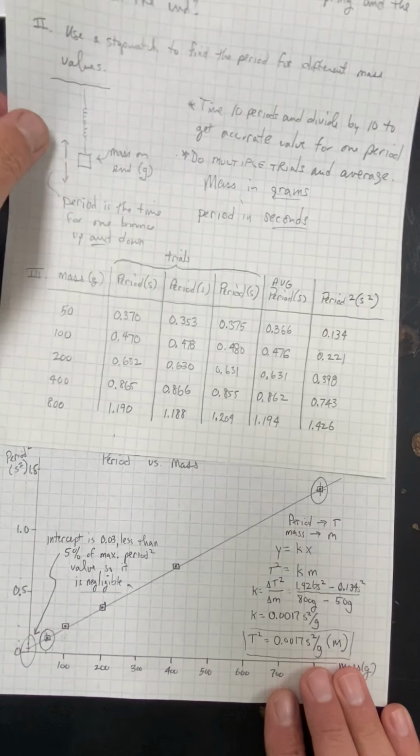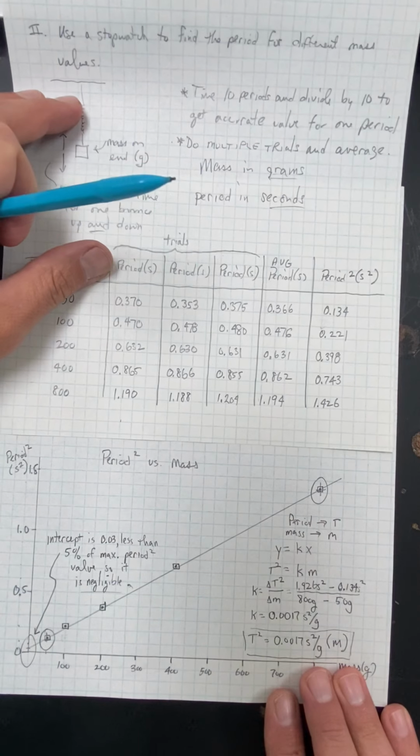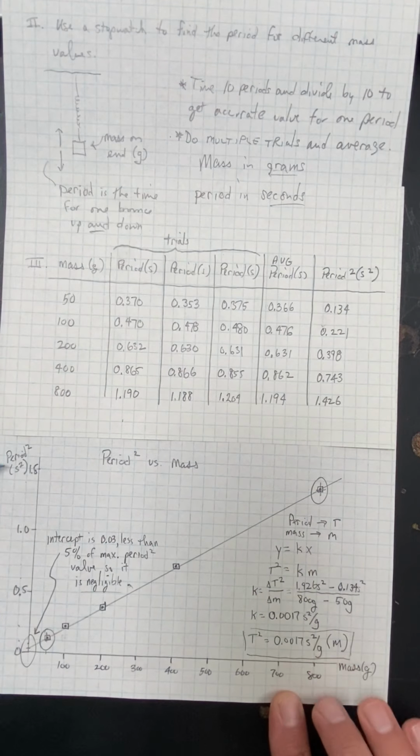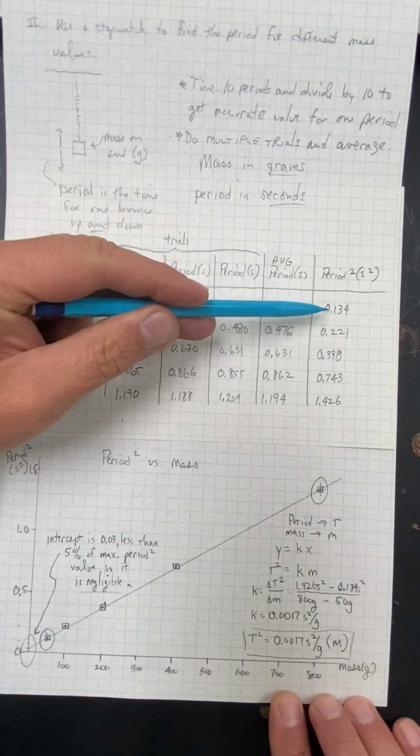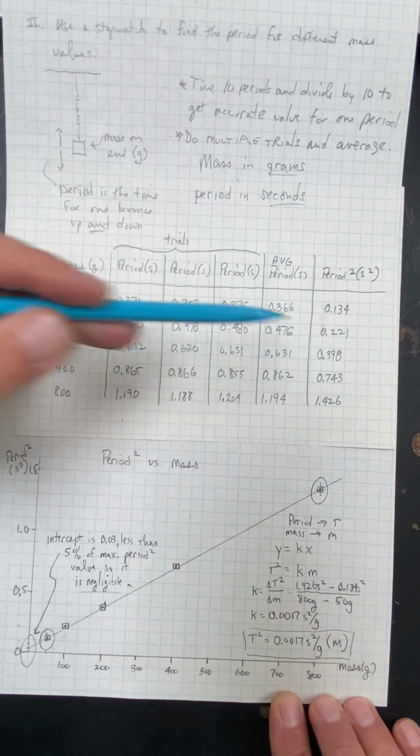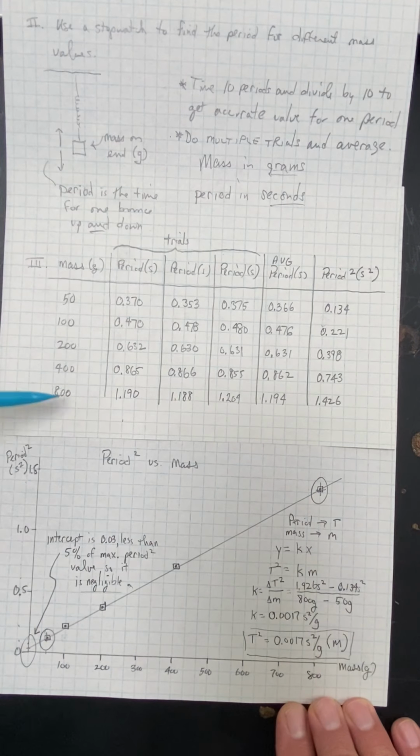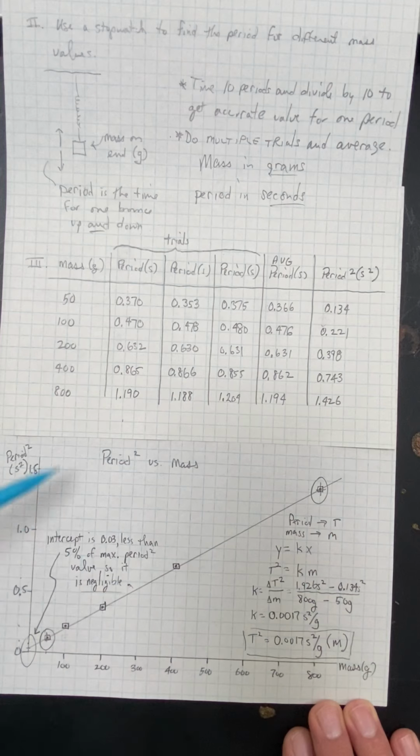This is called a test plot, if you did your reading. What I plotted was period squared, so this column, versus mass, this column. When I do that, I get a nice linear trend here. I did get a really small intercept.